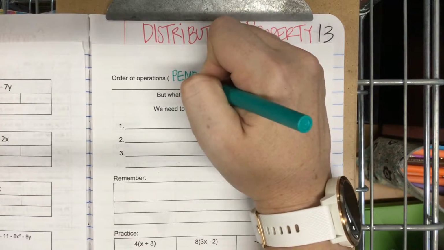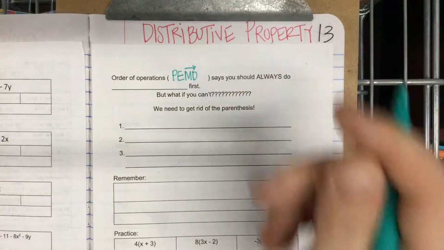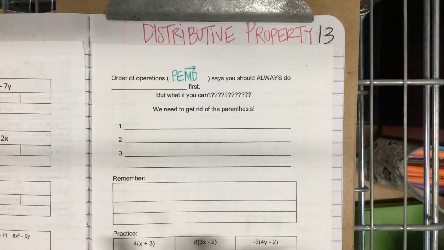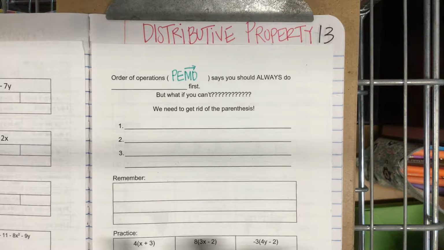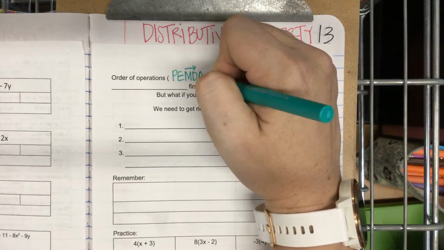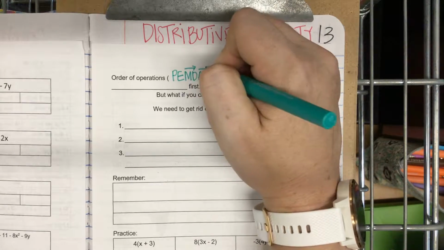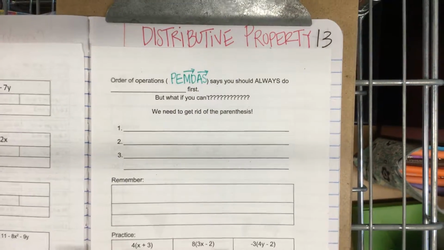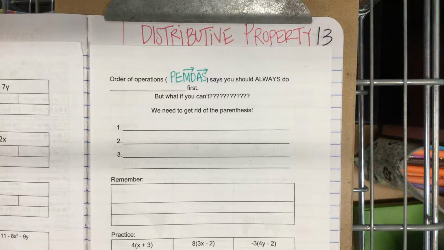Multiplication and division. And what you should hopefully know is that multiplication and division, because they're inverses, they're opposites of each other, I can flip-flop them. It doesn't have to be PEM. It could be PED. You could divide before you multiply. And then the last two letters are addition and subtraction. But you could subtract before you add.